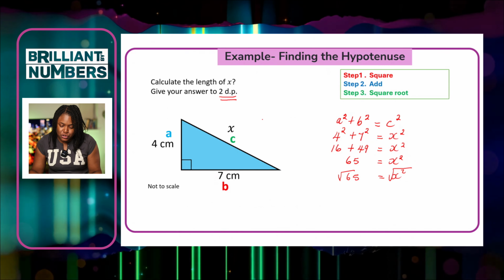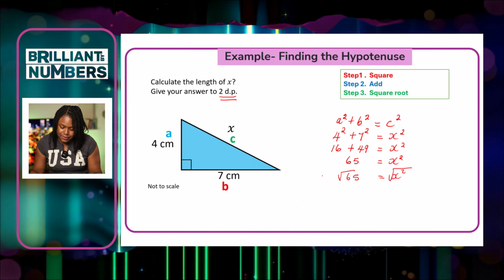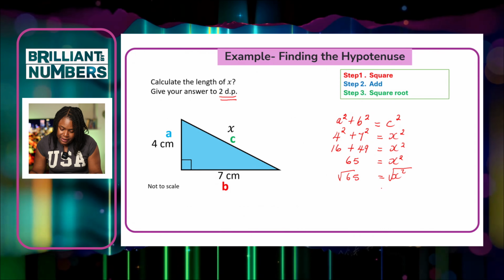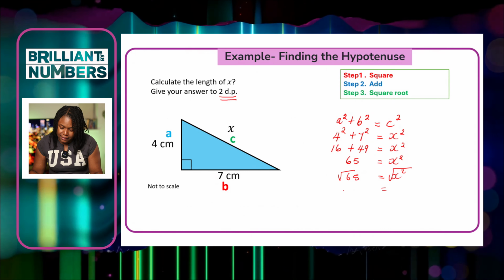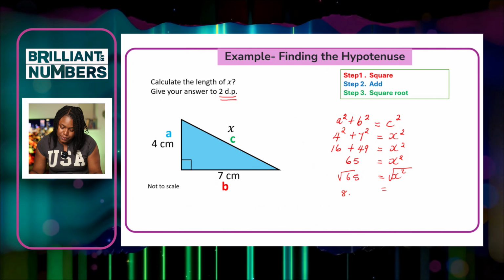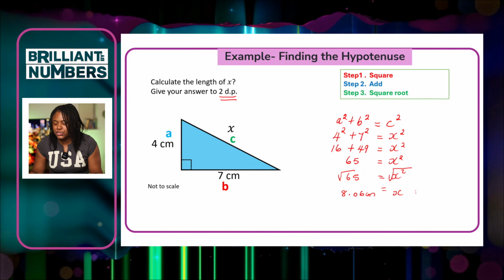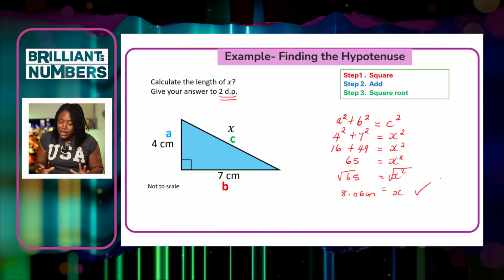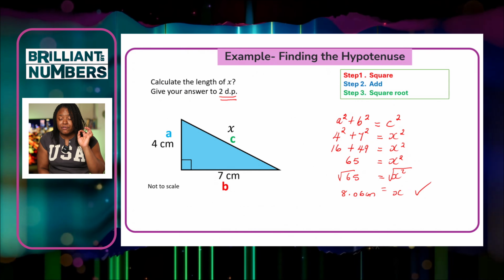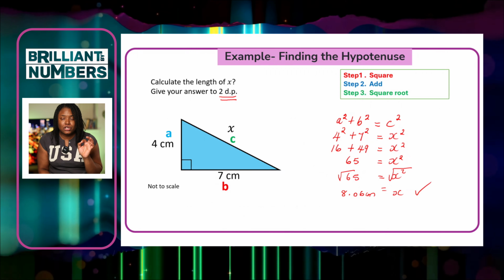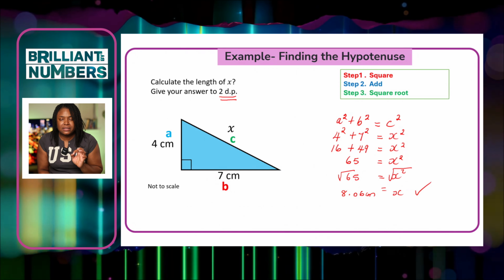So square root, and to 2 decimal places, I just put that square root of 65 in my calculator, and that gives me 8.06 centimeters, and that's equal to x. I have now found my answer, and I've also given it accurately to 2 decimal places.